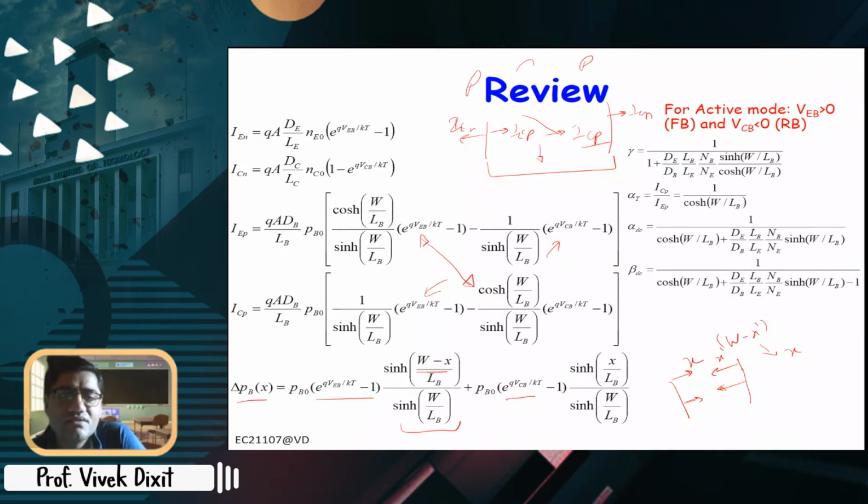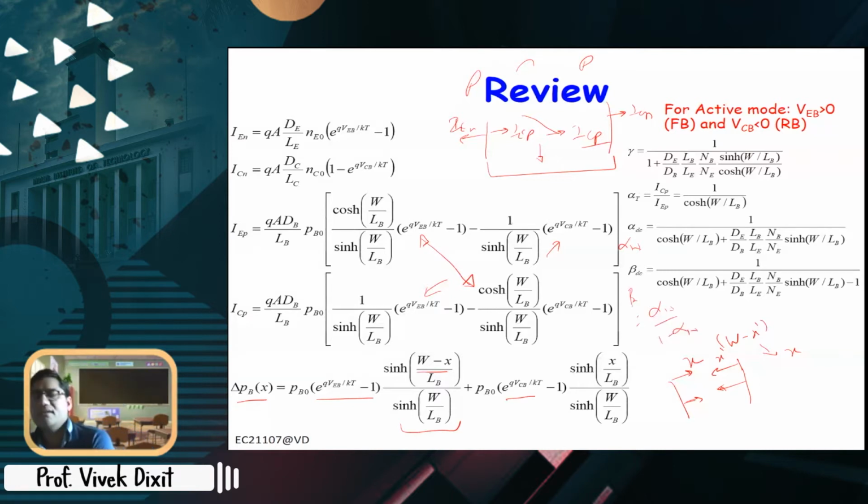Then of course we also saw different expressions for alpha. This is the alpha transport, 1 over cosh, and gamma is basically the emitter injection efficiency, and this alpha DC is also the same as alpha N, for normal mode, basically from emitter to collector. And beta is alpha over 1 minus alpha. This is also beta is alpha N over 1 minus alpha N.